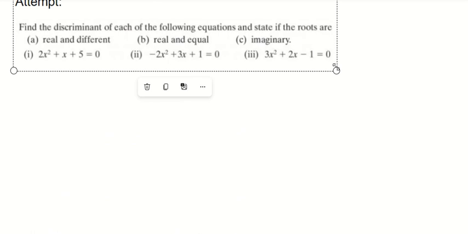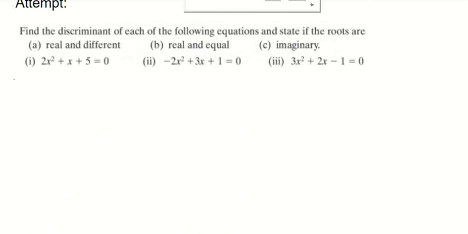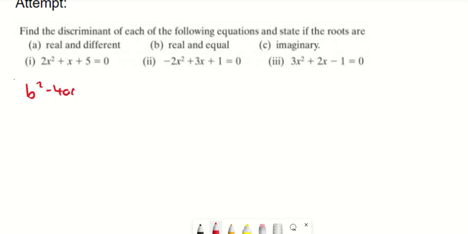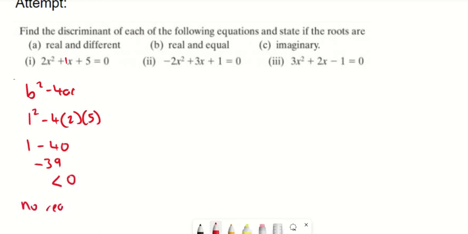Right, if you want to attempt these yourself, you can just pause the video and play it on then, and I'll go through the answers. So it's just practicing using the b squared minus 4ac. So first one, now here there's an automatic 1 in front of the x, so it's 1 squared minus 4 times 2 times, they're all positive, so 1 minus, and then it'll be 8 times 5, so 40, so minus 39. So that's less than 0, so it has no roots. And it has imaginary roots.